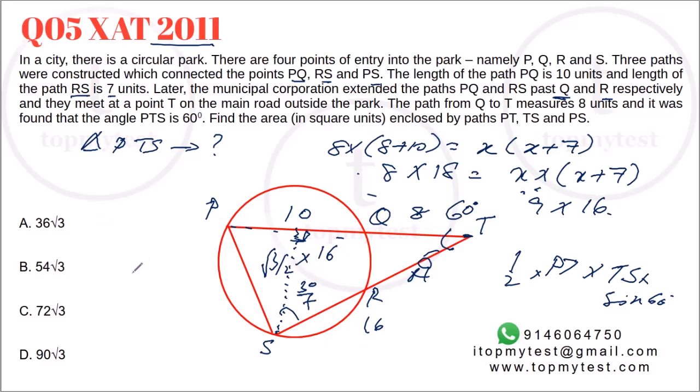Right, area will be half of root 3 by 2 into 16 into base. Base will be 8 plus 10, 18, which is what you will get over here also. Sine 60 is root 3 by 2. Even if you don't know the sine relation, we have actually proven the sine relation over here. So that will be the area, 2 and 2. So this will give you 4. 18 into 4 is 72. 72 root 3. Option C.